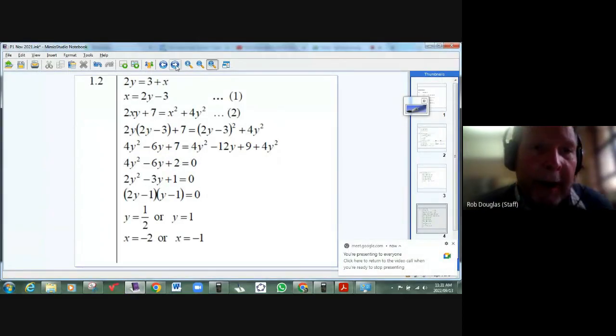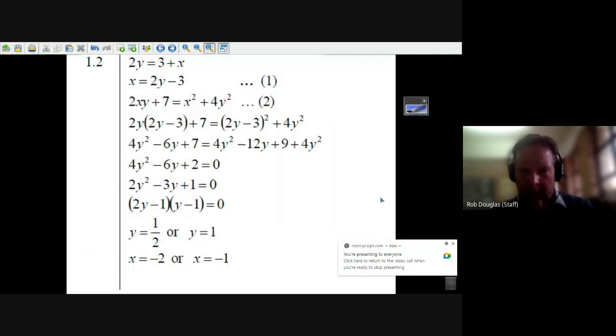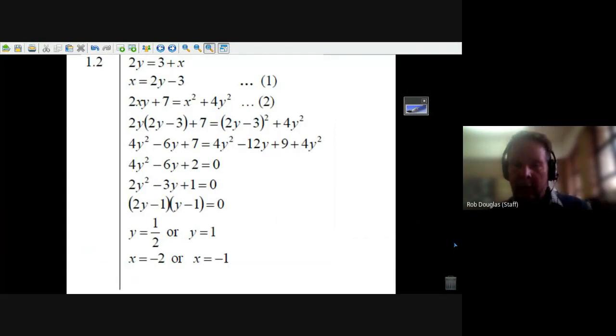Okay, we're going to look at the next part of question one here on this November 21 paper one. Here is 1.2, and they want you to solve this system of equations. They give you 2y equals 3 plus x. Now, you don't want to divide by 2 and put fractions in.